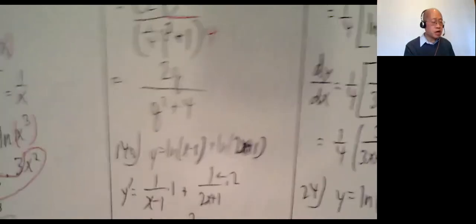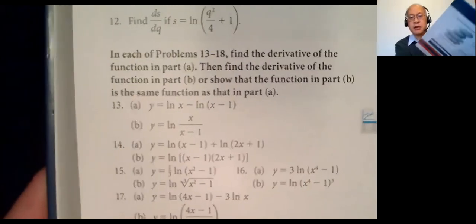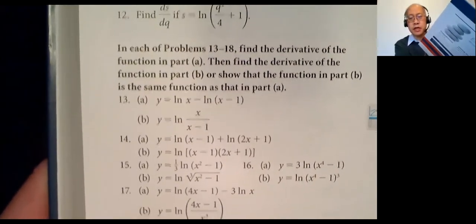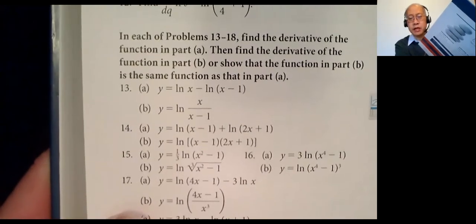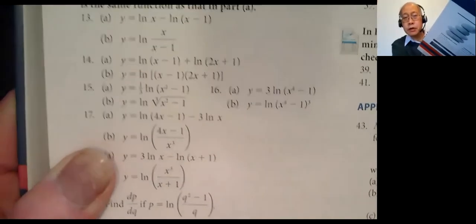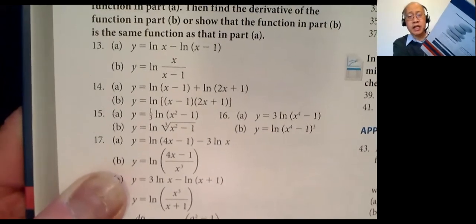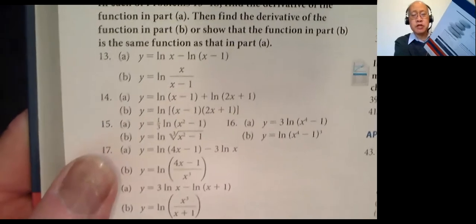All right, the next set of problems, I'll just show you what's going on. Starting with 13 on, look at A and B. 13A and B, 14A and B. They are the same thing. So if you look at 13A, ln of x minus 1, it's the same as 13B.